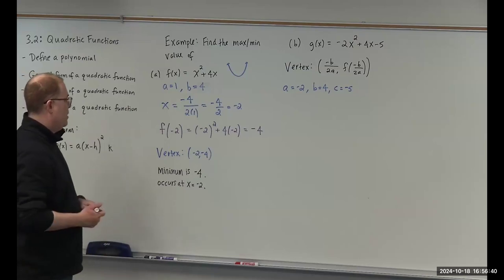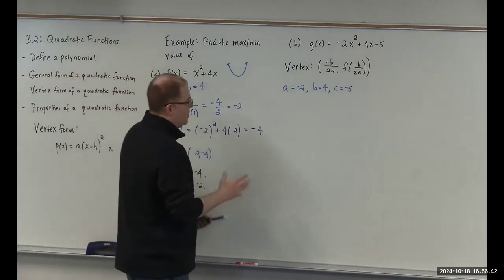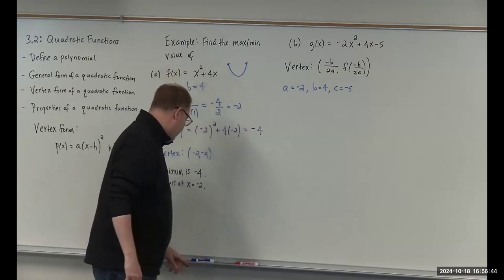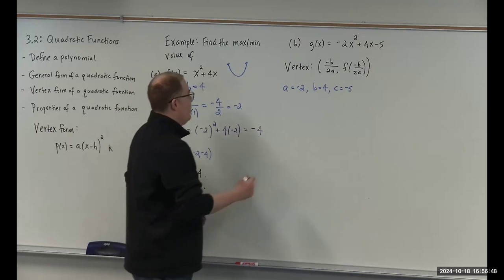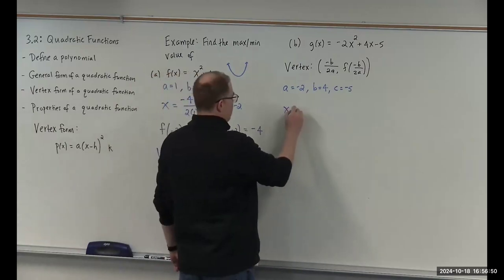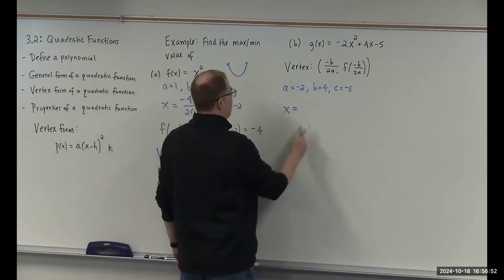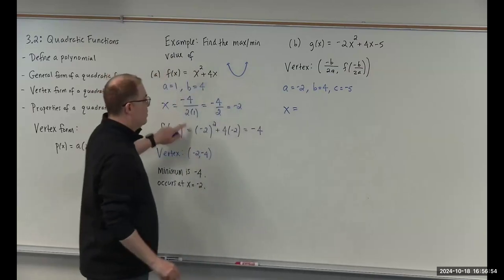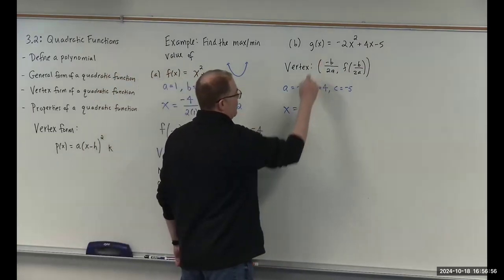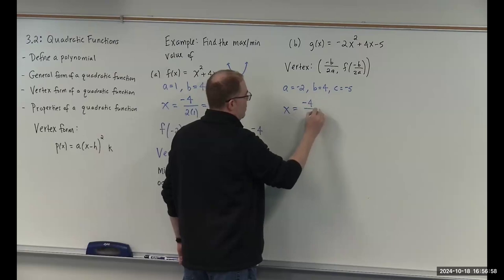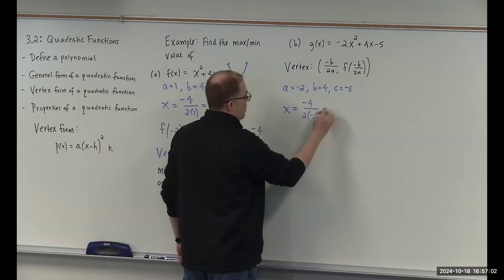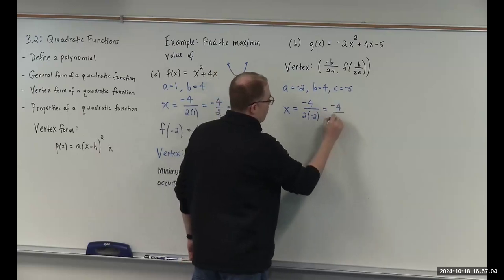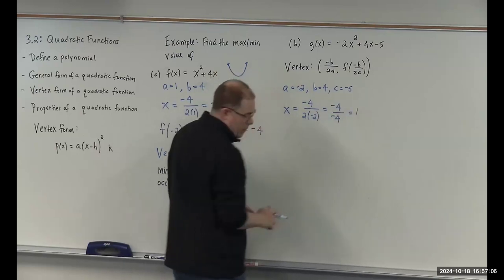And we really don't need c here, just in case. All right, so we plug everything in. x is going to be equal to negative b over 2 times a. We get negative 4 over minus 4. That's going to give us 1.